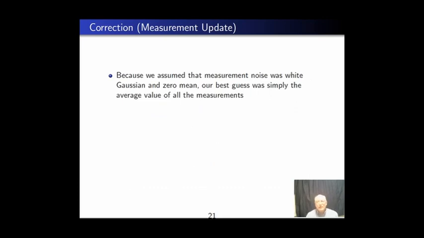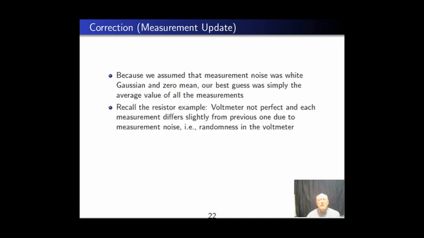Because the measurement noise was assumed to be normally distributed, or Gaussian, and to be zero mean, our best guess was simply to average the value of all the measurements. So in the voltmeter example, we assumed that the voltmeter was not perfect. We assumed that therefore it would produce an unbiased estimate, but a noisy one that gave us the true value of the resistance plus a disturbance that came from randomness in the voltmeter.